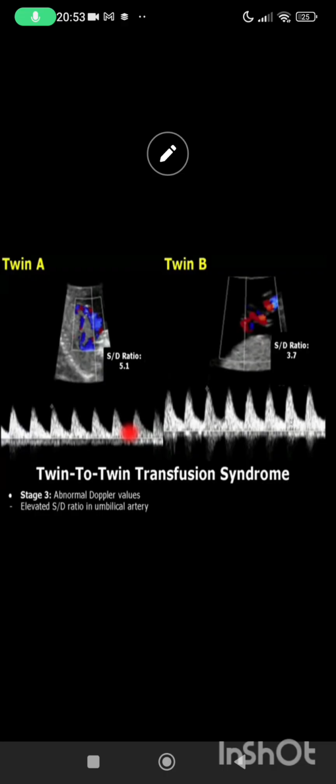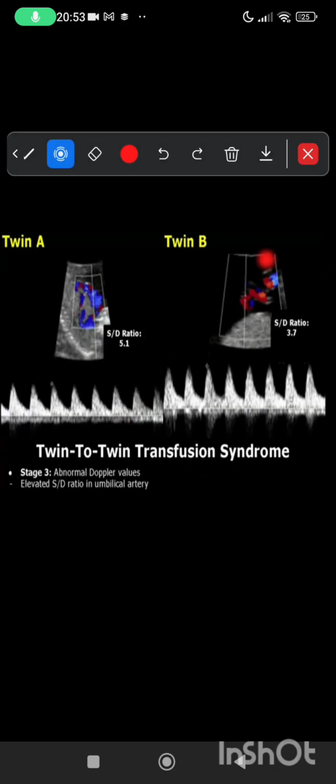Okay. Now in these two waveforms, which one has less flow in the diastole? The peak shows systole, and here we can see the low Doppler shift, it shows the diastole. So is the diastolic component more in the twin B waveform or in the twin A waveform? It is more in twin B. We can see high diastolic flow here.